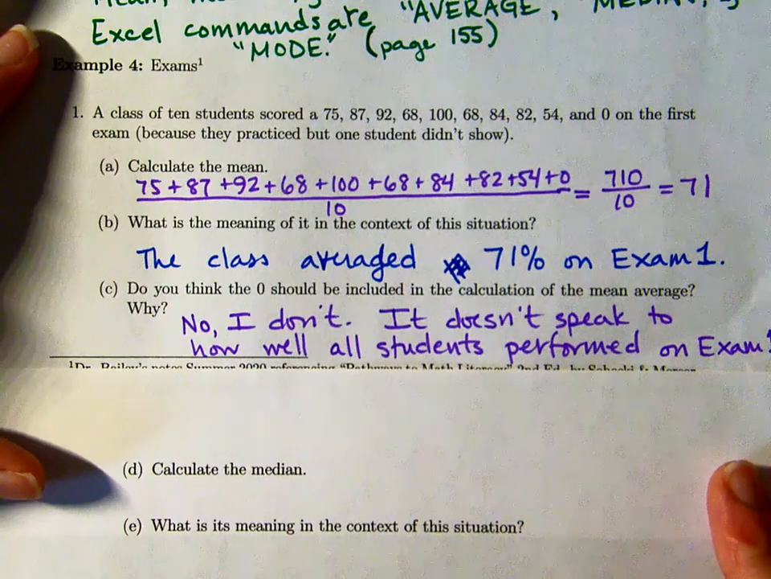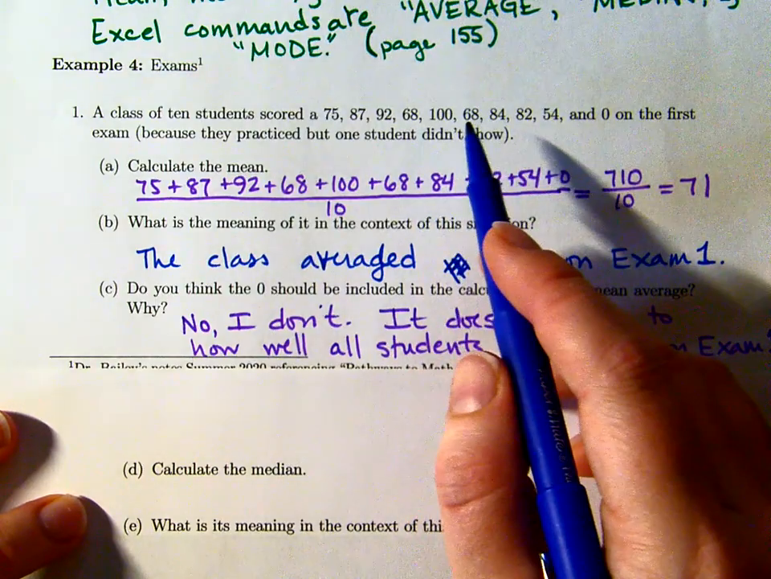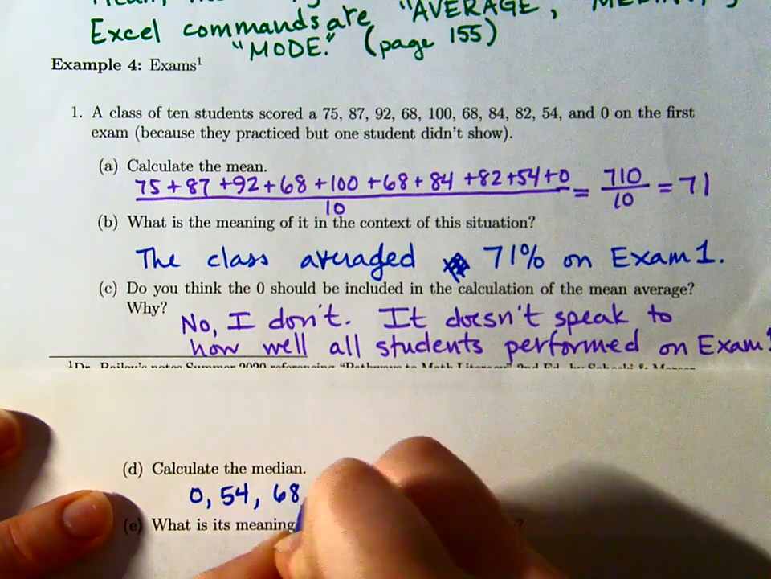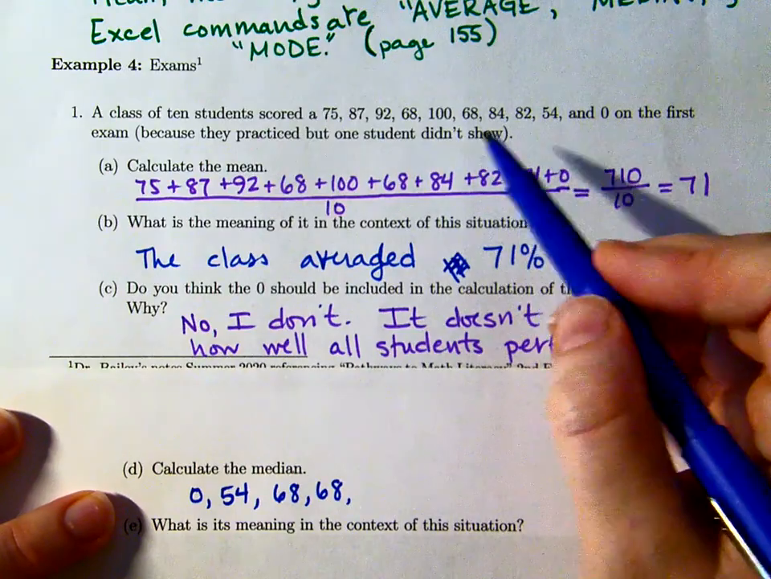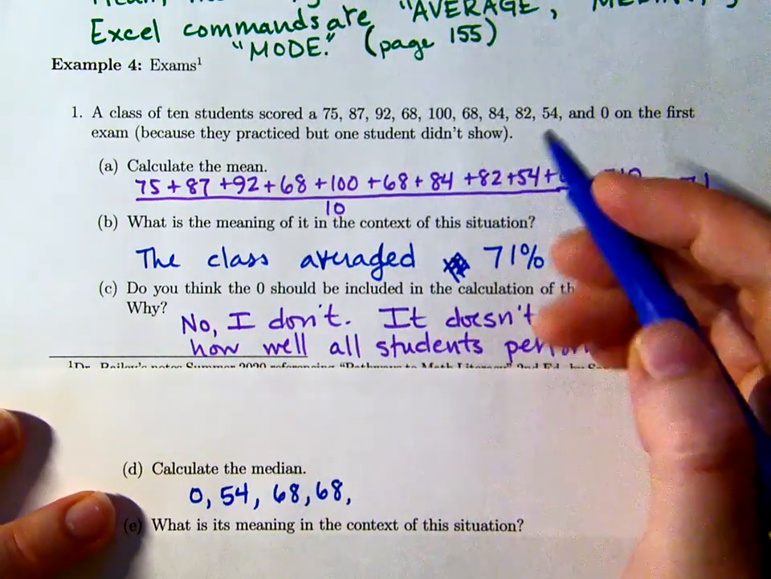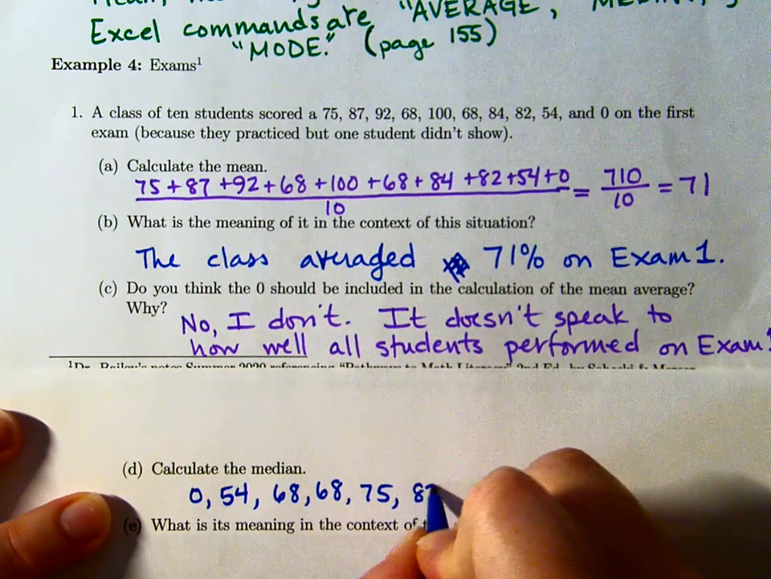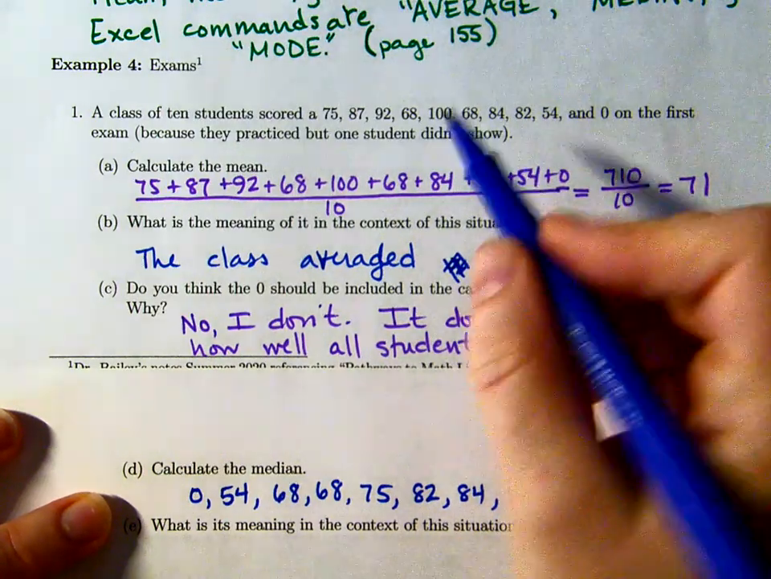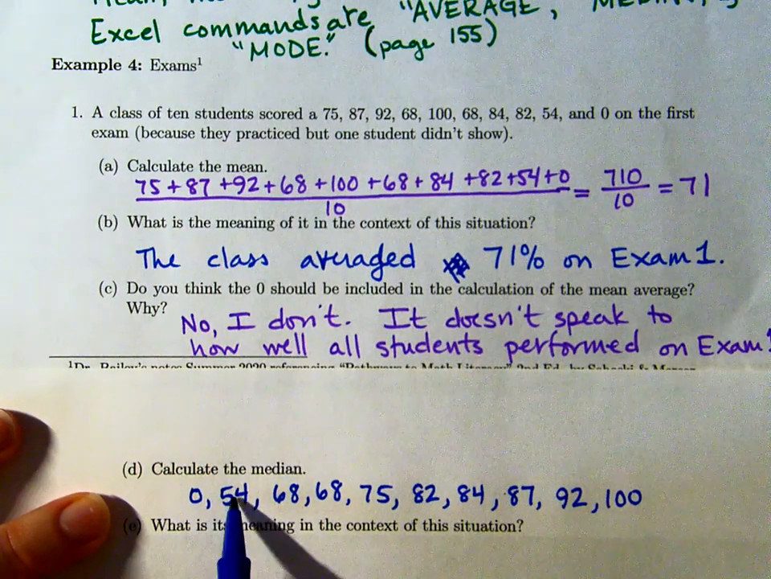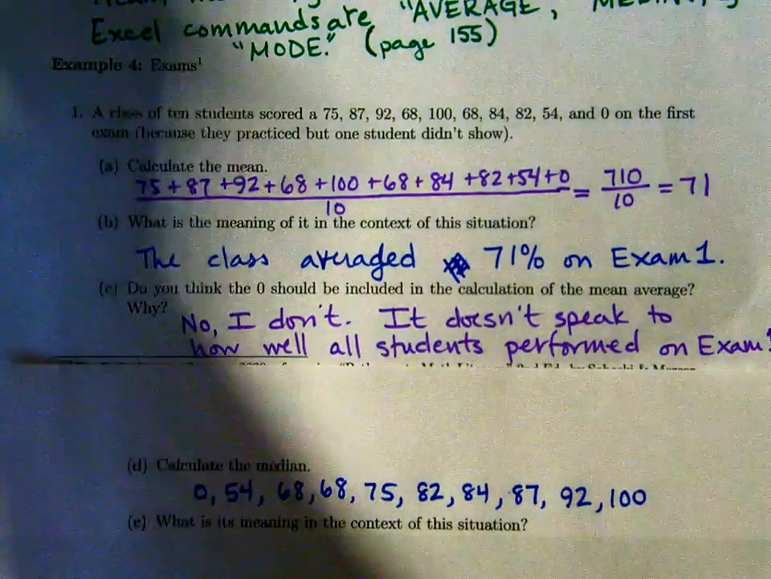Let's order these values. So 0 is definitely the lowest, and then I see a 54, a couple of 68s. So a 0, 54, 2 68s, 75, and then we have some 80s. We've got an 82, an 84, and an 87. A 92 and a 100. Let's see. 1, 2, 3, 4, 5, 6, 7, 8, 9, 10. Everyone was included. And then we find the middle.